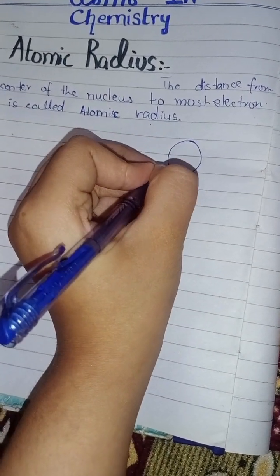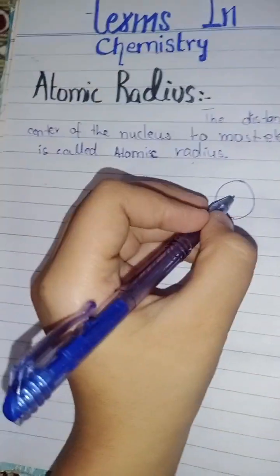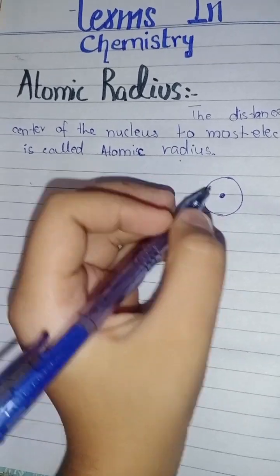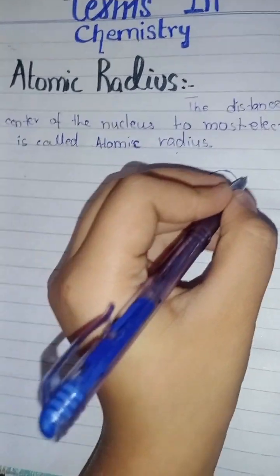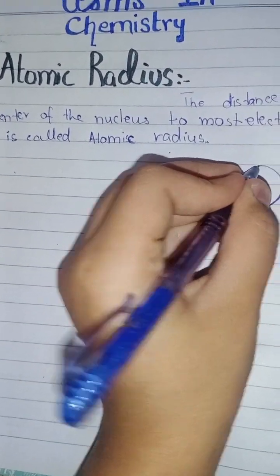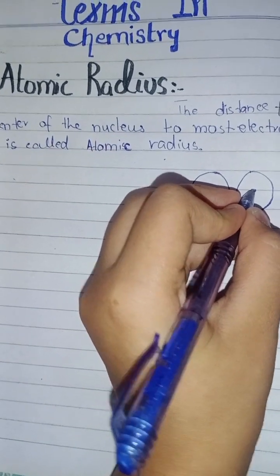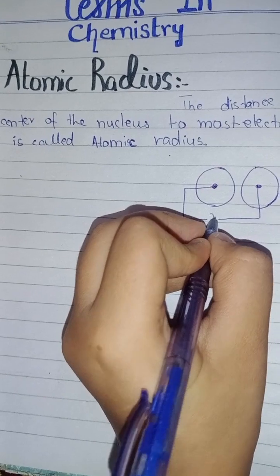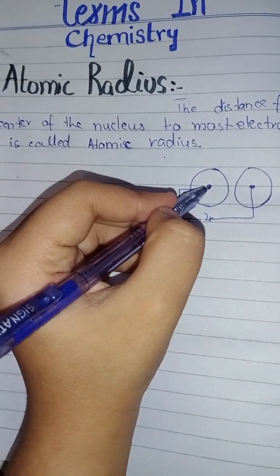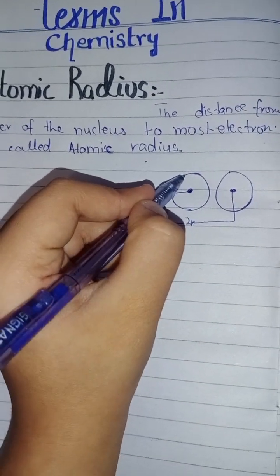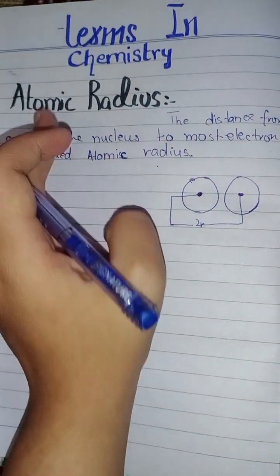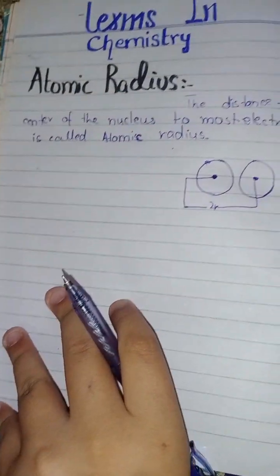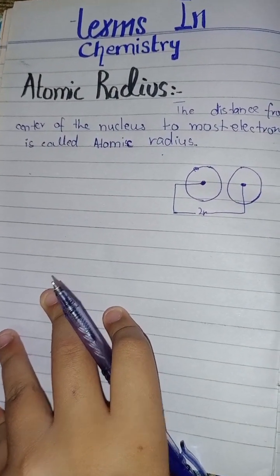This is the center of the nucleus. Okay, so this is like we have two atoms. This is the center of the nucleus. Okay, so the radius is 2r. So the distance from the nucleus to the outermost electrons, here we have the outermost electrons, is known as atomic radius. Okay, so now atomic radius is helpful in predicting the chemical behavior.